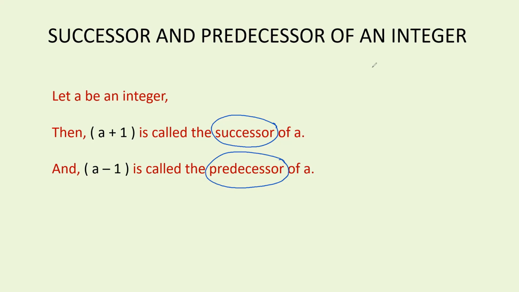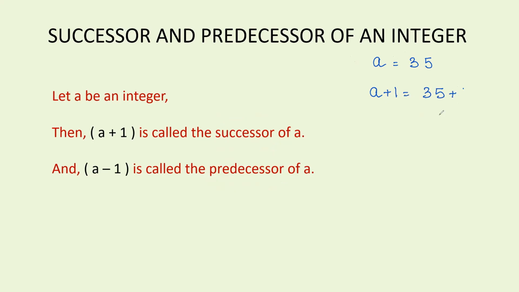For example, if a is any integer, then a plus 1 becomes the successor and a minus 1 becomes the predecessor. Let us understand the concept of successor with an example. If a is say 35, the successor, we know, is a plus 1. Simply we add 1 to 35 and the answer is 36. Hence, the successor of a is 36.